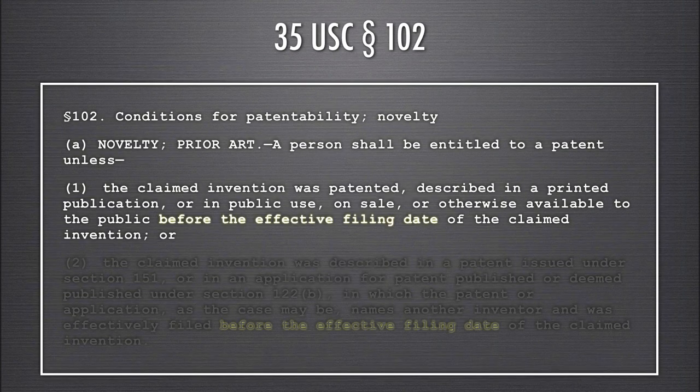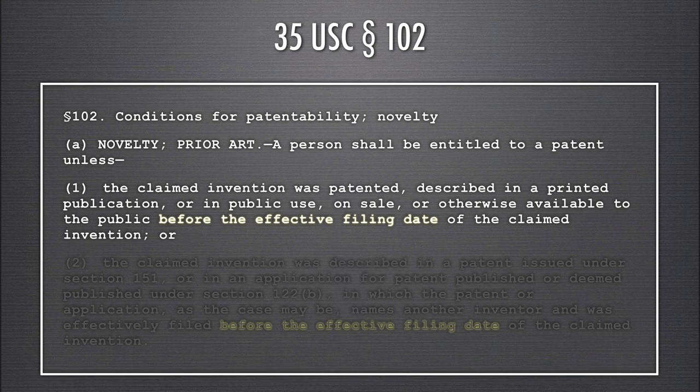So looking a little bit more carefully at 102(a) under the new law, right? A person shall be entitled to a patent unless the claimed invention was patented, described in a printed publication, or in public use, on sale, or otherwise available to the public before the effective filing date of the claimed invention. Right? And paragraph 2 here, don't worry about, that deals with a particular case of disclosures appearing in pending patent applications. That's something that's better left for the patent class rather than doing it here. Just know it's there. We're just not going to cover it in any detail.